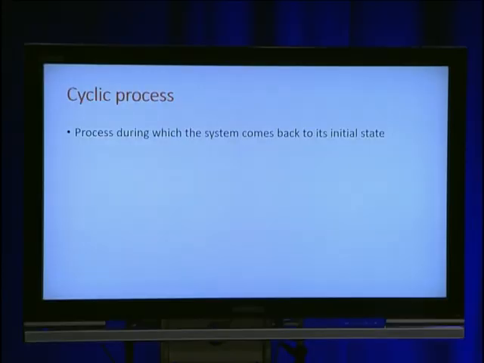Let us look at cyclic process. It is the process during which the system comes back to its initial state. When the process takes place, the system will change from the initial state to a final state, and again it will come back to the initial state. This kind of process is called cyclic process. For example, the water cycle. Water cycle is a cyclic process that happens in nature.